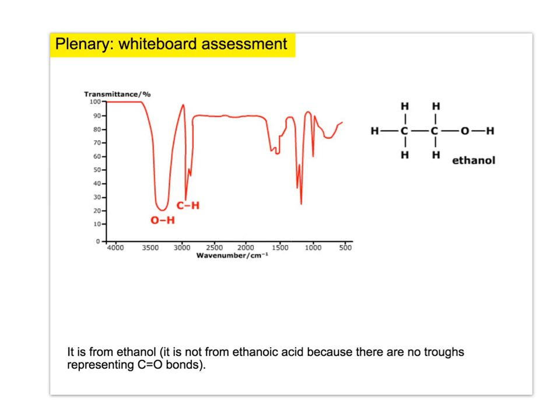In a question, when you're asked to explain why something is or isn't something, you always need to include the bonds. For example, if the question said, why is this not ethane? You would say, this cannot be ethane because it has a broad, deep absorption peak between the wave numbers 3230 to 3550, indicating the presence of an OH bond in an alcohol.